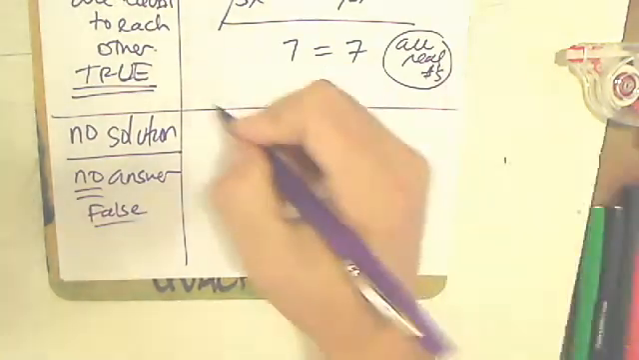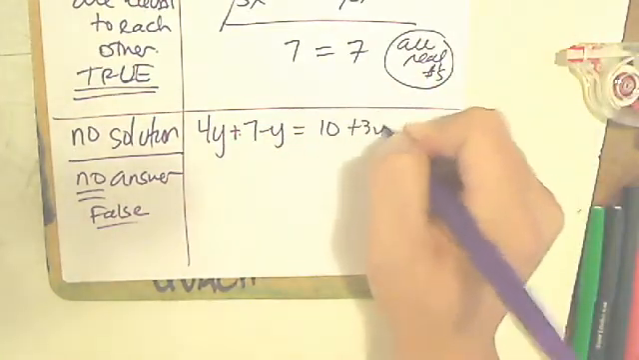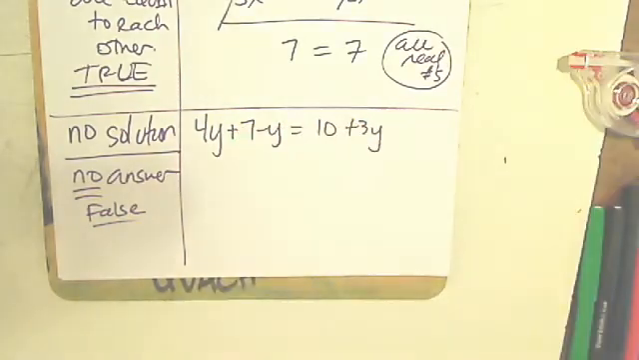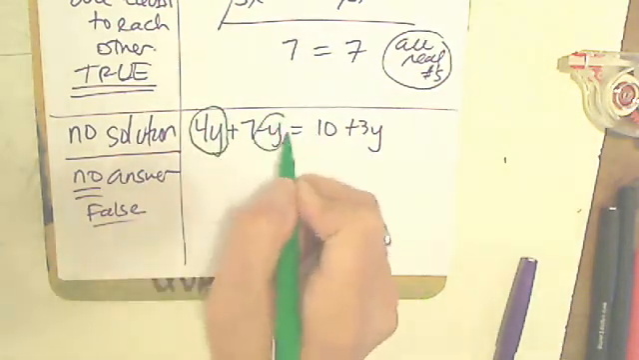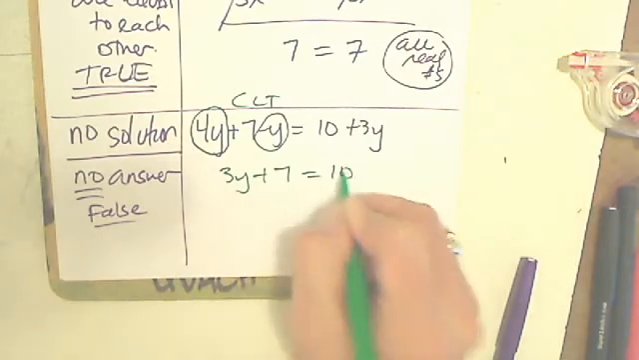Example. 4y plus 7 minus y equals 10 plus 3y. You can only combine like terms on the left side. Can we combine across the equal sign? No, don't do that. Okay, only stay on each side. Combine here and here. Make sure you circle the sign as well so that you don't forget the value. 3y plus 7 equals 10 plus 3y.